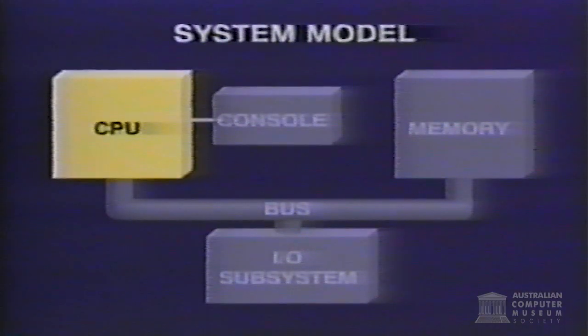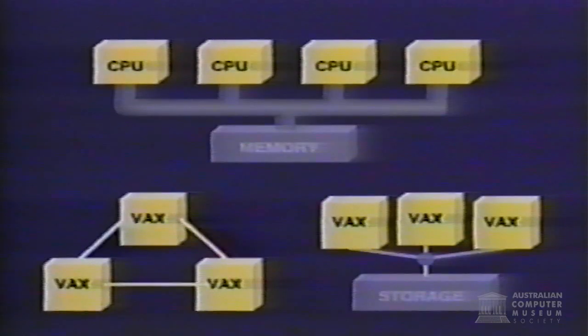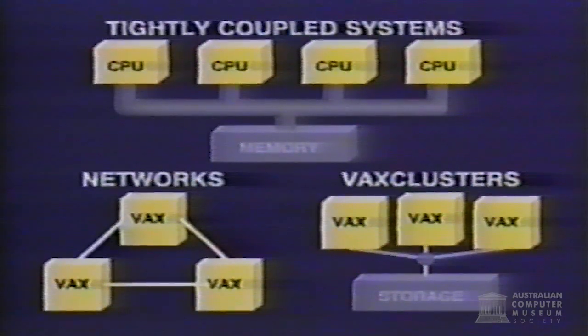In the previous lesson, we developed this model of a VAX system configured with a single processor or CPU. We'll now describe and compare VAX systems that are configured with more than one CPU. These systems fall into three general categories: tightly coupled systems, networks, and VAX cluster systems.